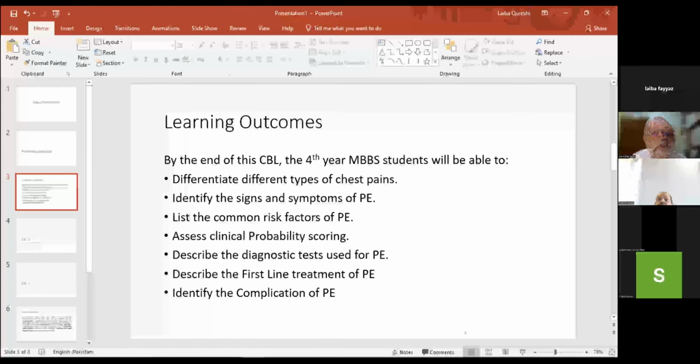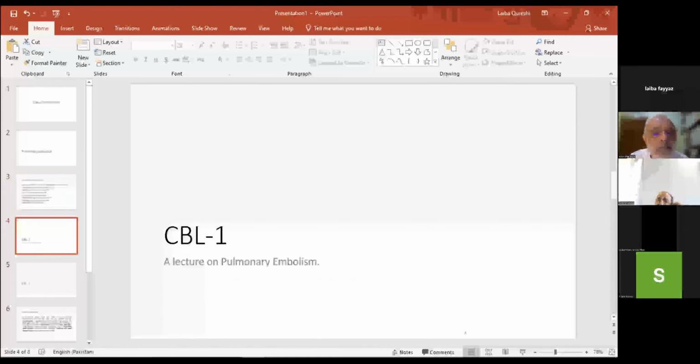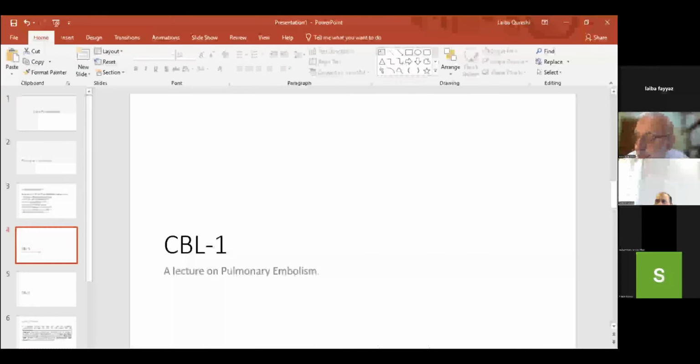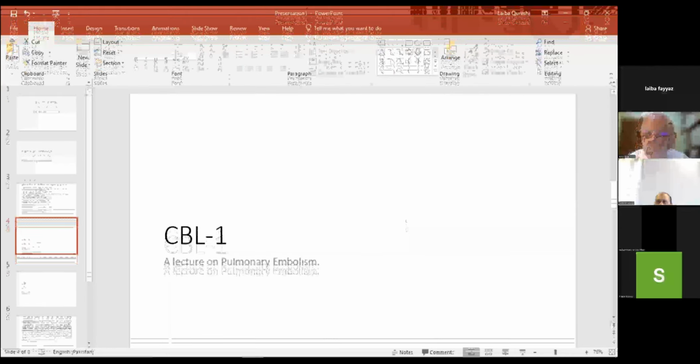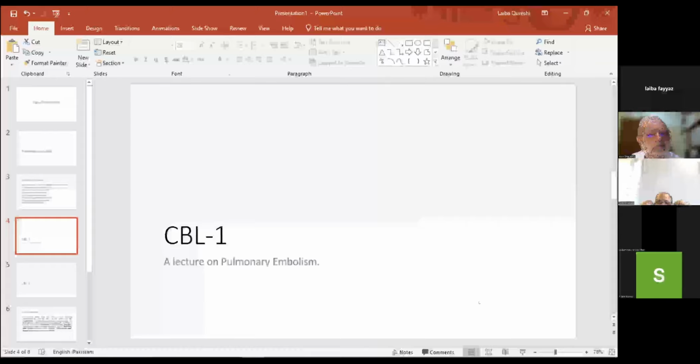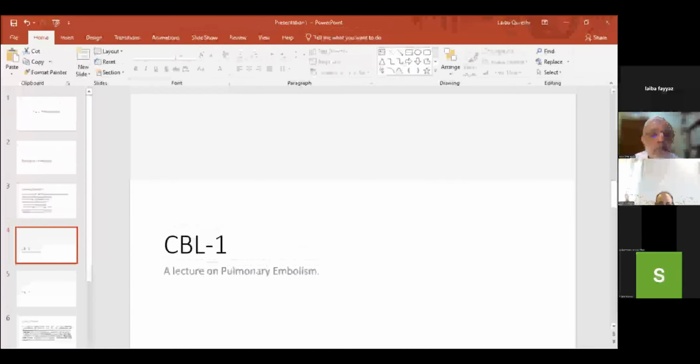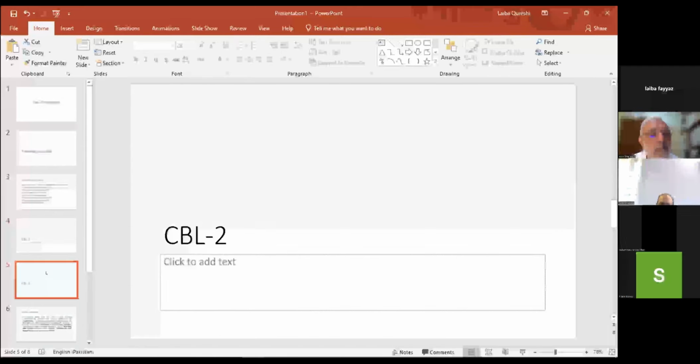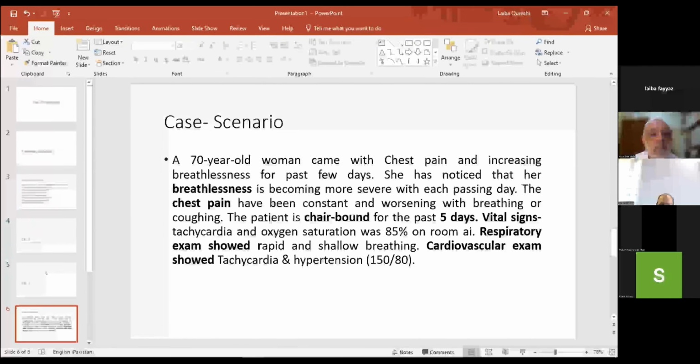So in CBL 1, we would start with a lecture on pulmonary embolism. So this is for year 4. Yes, this is for year 4. Okay. So in CBL 1, we would have a lecture on pulmonary embolism, and in CBL 2, we would give them a case scenario.